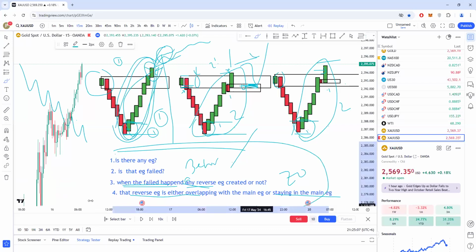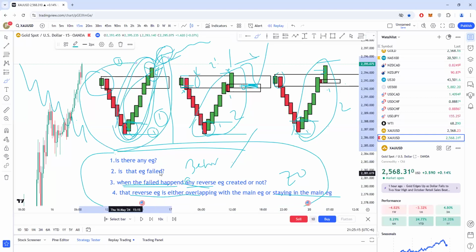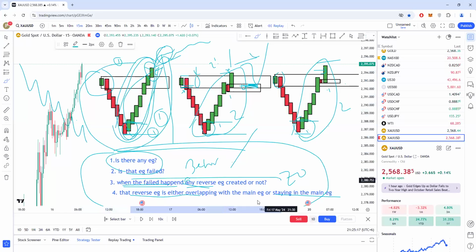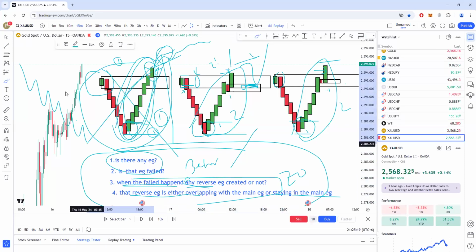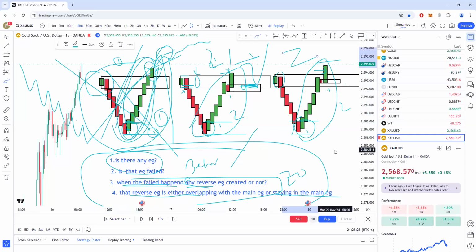Until all four scenarios are matching, we are not going to call this particular area a valid setup. Now, if you look at scenario number 1, only 2 setups are matching, the remaining 2 are missing. So this is not a good setup, or not even a setup for us. We only care about scenario number 2 and scenario number 3.